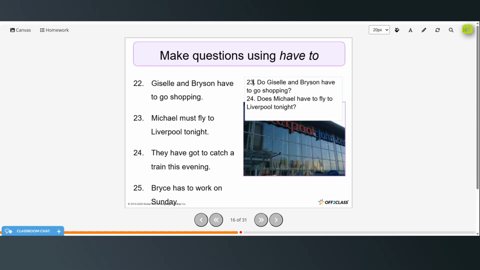Oops, I got my numbers mixed up. So this is 22 and this is 23. Okay, number 24. Do they have to take, or do they have to catch a train this evening? 25. Does Bryce have to work on Sunday?